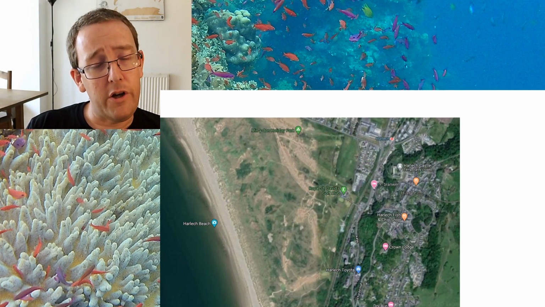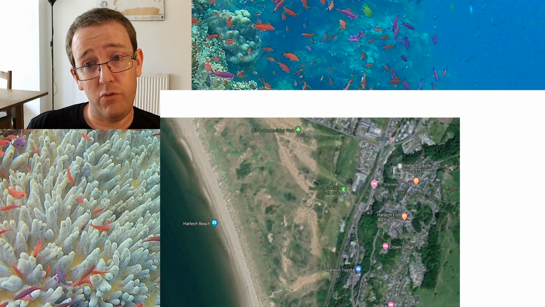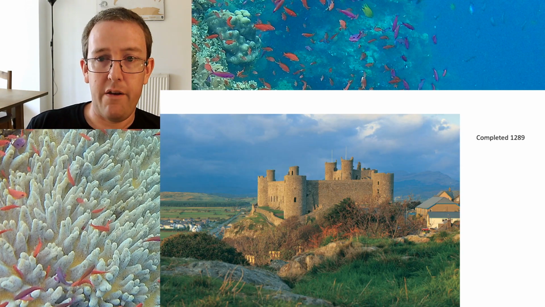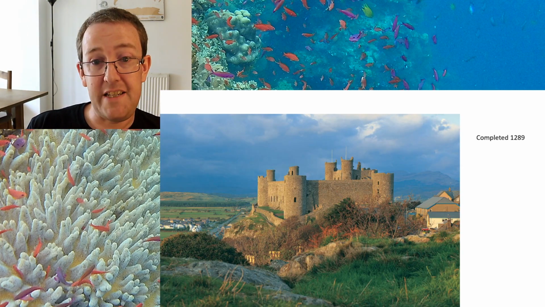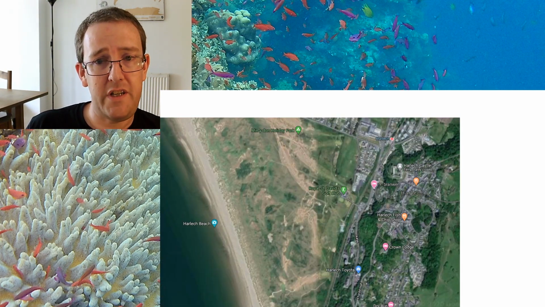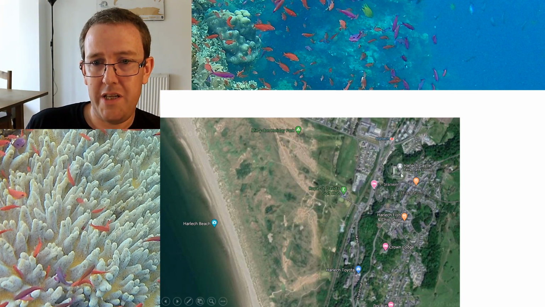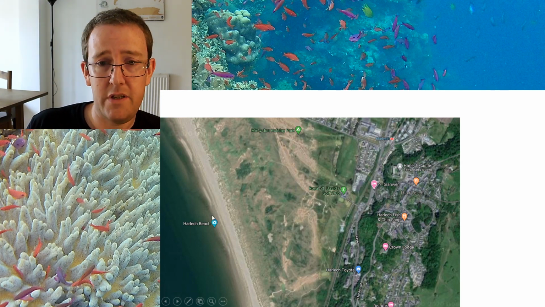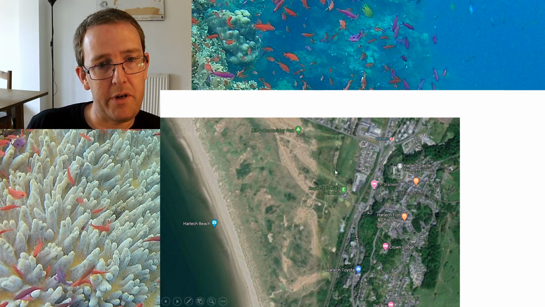So Harlech is a town with a castle. It's got Harlech Castle, right? There it is. That was completed in 1289. Okay, and if you can see on the diagram, Harlech Castle is here, right? That was where it was built in 1289 on a nice defensible rock, and the beach is now here, which is about 800 metres away, right, at its shortest point. So it's nearly a kilometre, right, down to the beach.